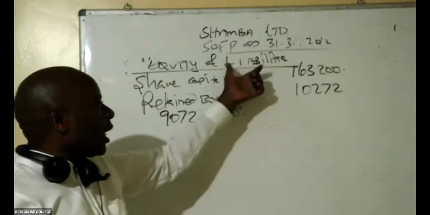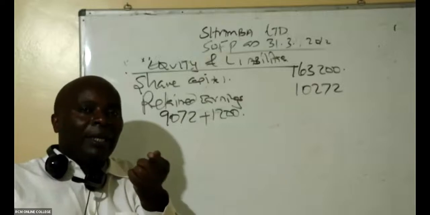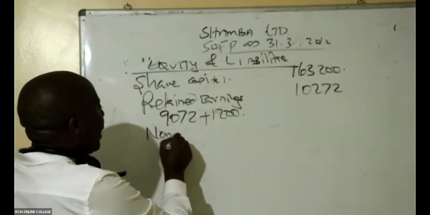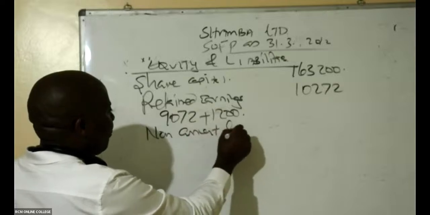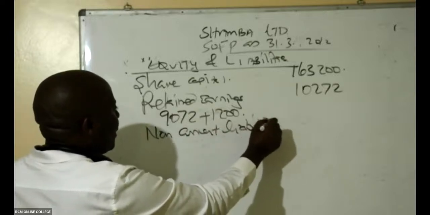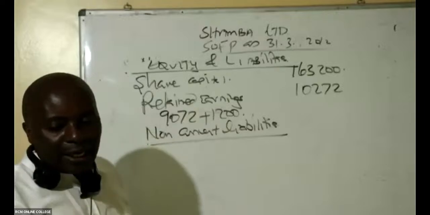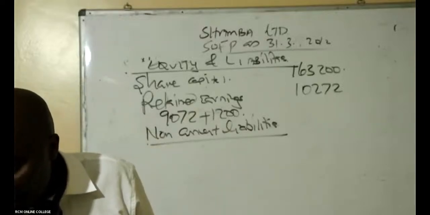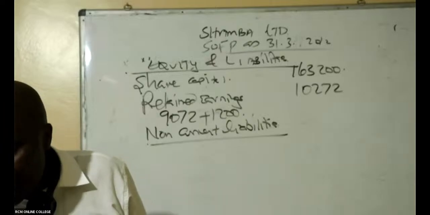Now we shall be able to go to the liabilities, of which we start with the long-term liabilities. The long-term liabilities are the non-current liabilities. If you look, we only have one.